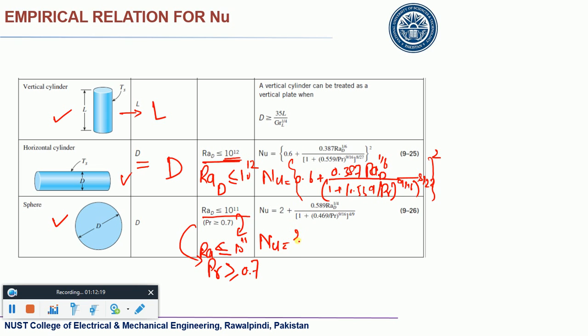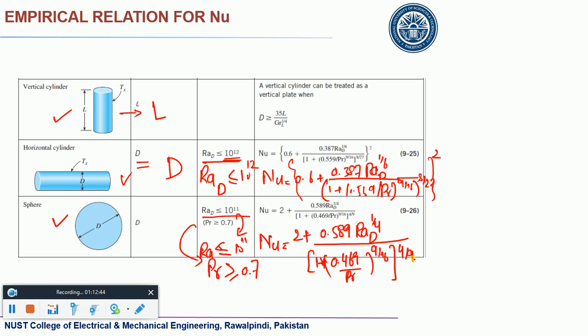In this case, Nusselt number can be equal to 2 plus 0.589 Rayleigh number D to the power 1 by 4 over 1 plus 0.469 over Prandtl number raised to power 9 by 16, all raised to power 4 by 9. So that was the relationship.